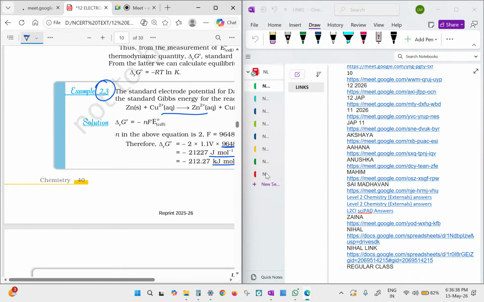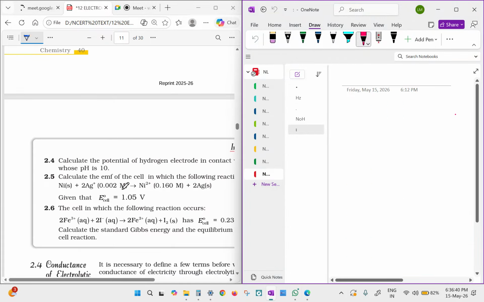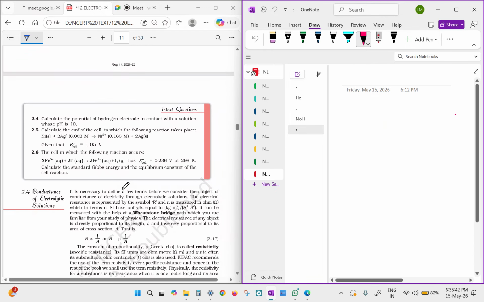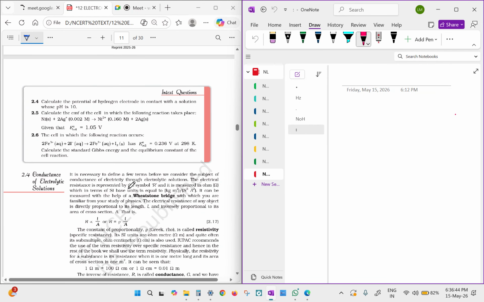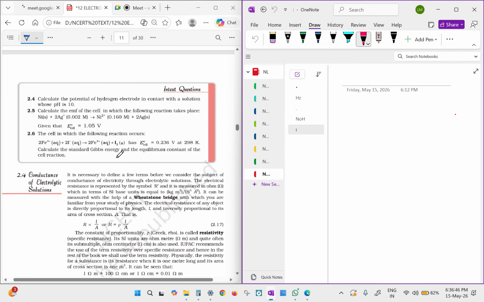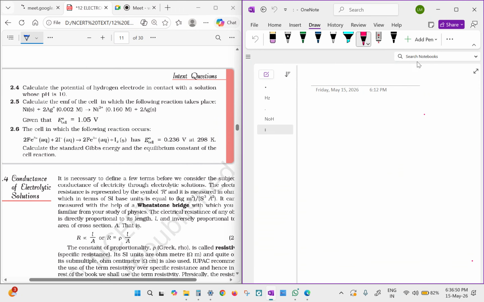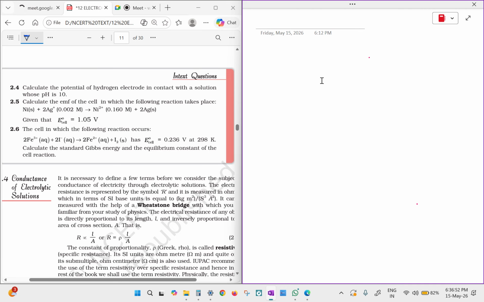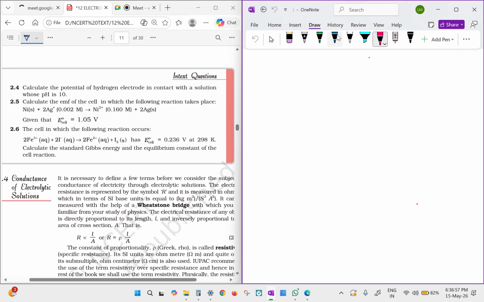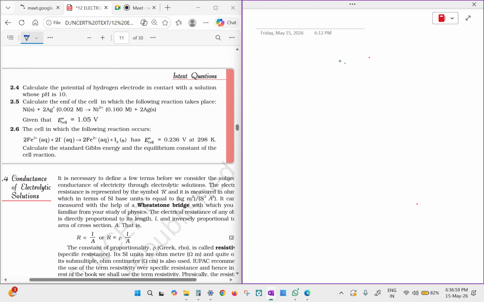Now, coming to this particular question. Calculate the potential of hydrogen electrode in contact with a solution whose pH is 10. What are they trying to say here? See, we wrote the Nernst equation for a single electrode. Remember, from there we went on to write for a cell, correct?